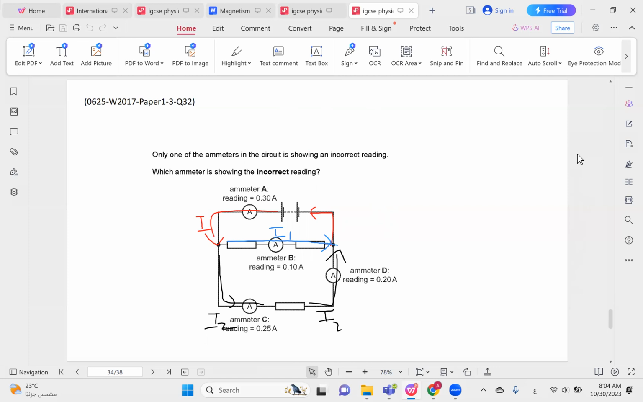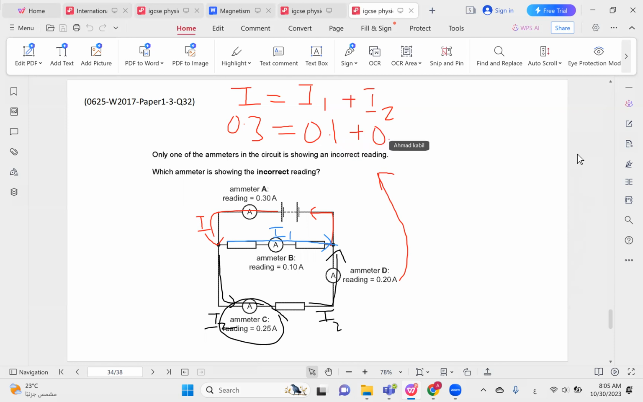Of course, the incorrect reading here is ammeter C, because they should obey the rule I equals I1 plus I2. And we are given that I is 0.3 and I1 is 0.1 and I2, according to this one, is 0.2. This works. This is a correct equation. So this value and this value and this value work well together. But the problem is with this value. So C here is the incorrect reading.